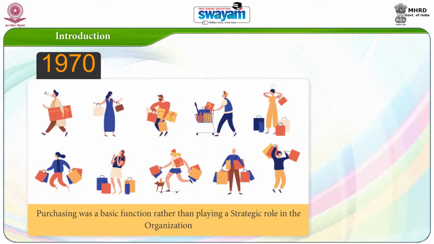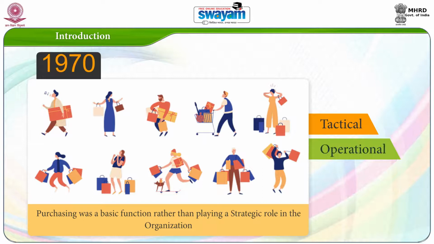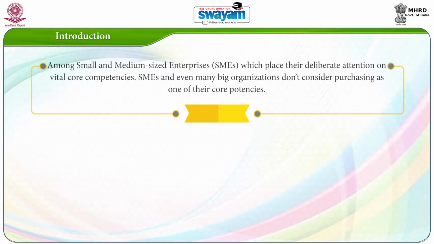Tracing back to early 1970s, purchasing was a basic function rather than playing a strategic role in the organization. We place the deliberate attention on vital core competencies. SMEs and even many big organizations don't consider purchasing as one of their core competencies. Global supply chains swirl around with purchasing as a vital function.